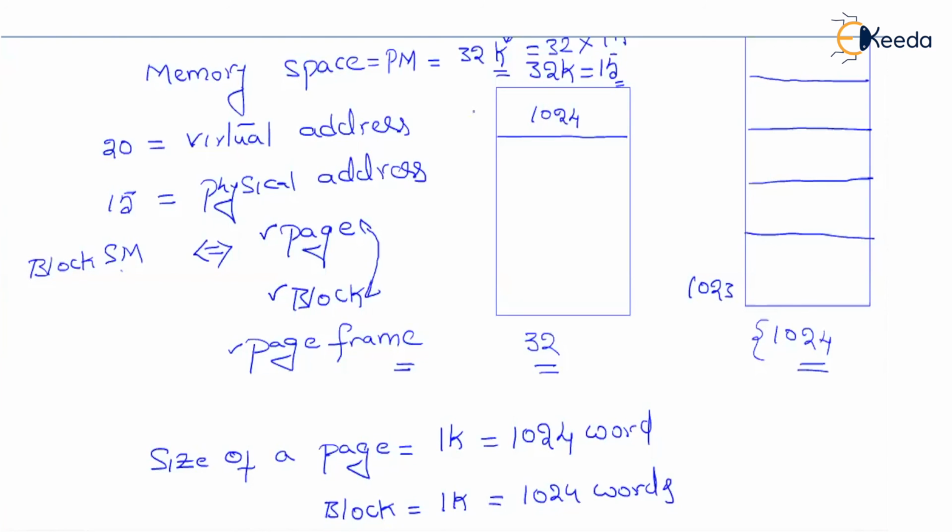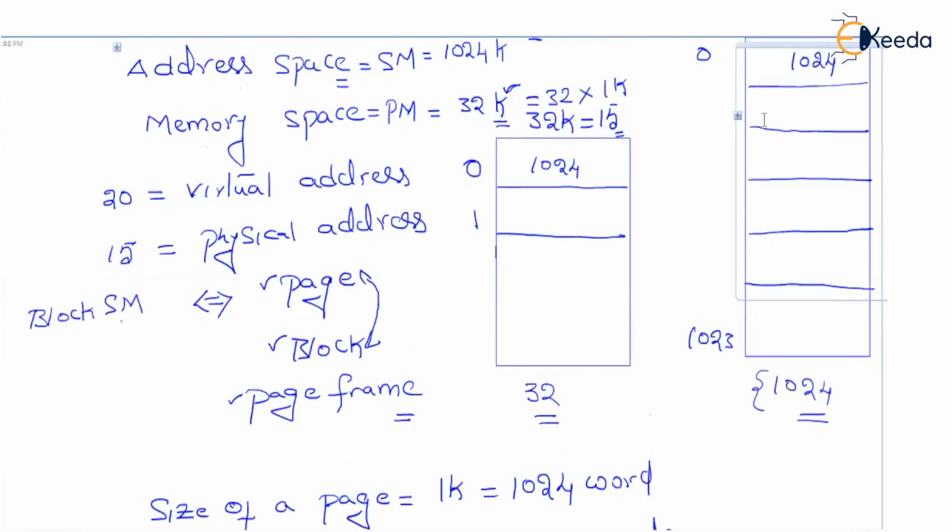Now, this is the 0th page. This is the first page. Now, let us say there is a 23rd page. This is the 23rd page of the secondary memory. This 23rd page is transferred to the first block of the main memory. This 23rd page of the secondary memory is available in the first block of the main memory.